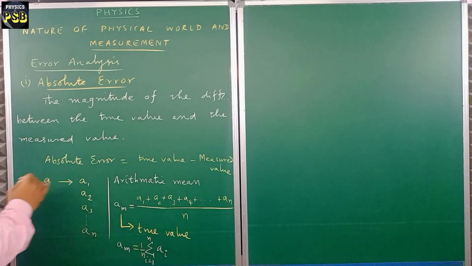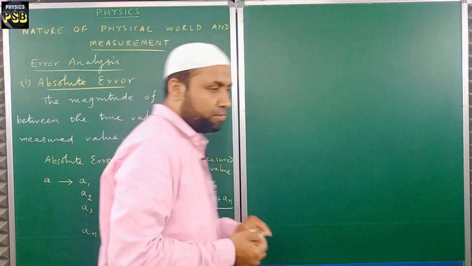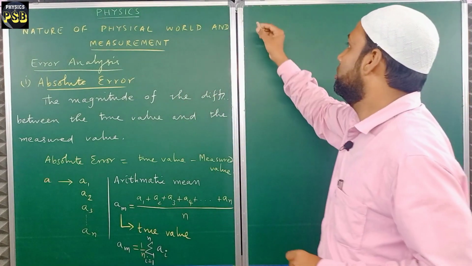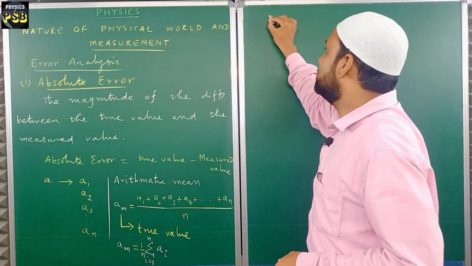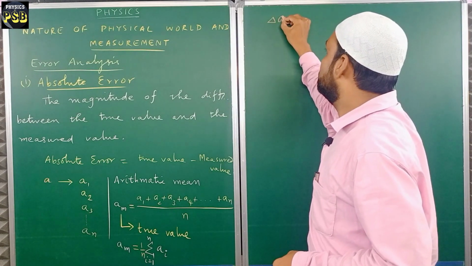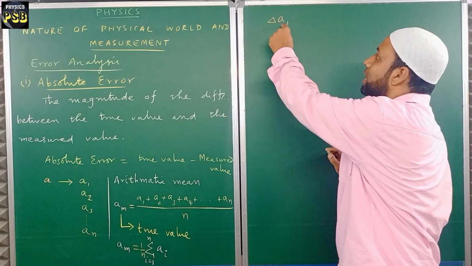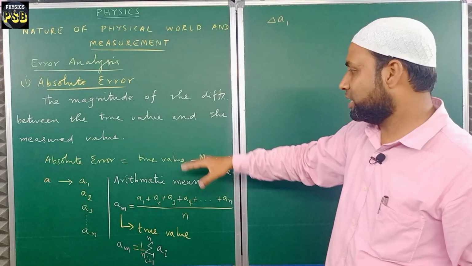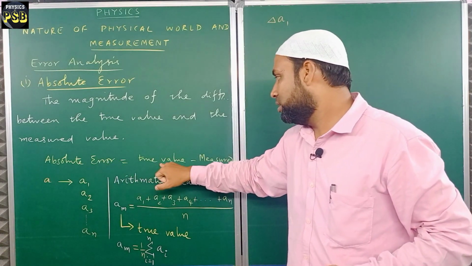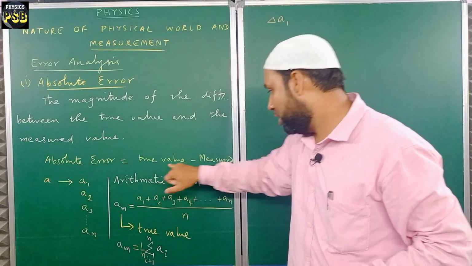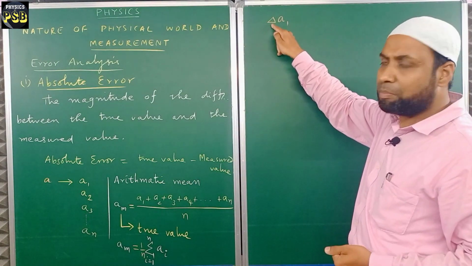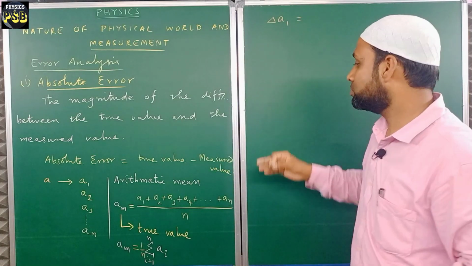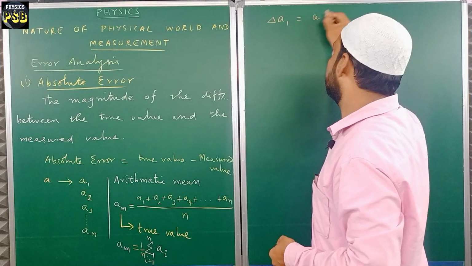Got it? Now, from this, how do we get the absolute error of these measurements? Now, I have n number of measurements for the physical quantity A. So, in the measurement of A1, the absolute error is taken as delta A1. Here, delta actually represents the difference or change. I told you at the beginning, absolute error is nothing but the magnitude of the difference between true value and measured value. So, here delta represents the difference or change. So, it is equal to the true value, which is AM.